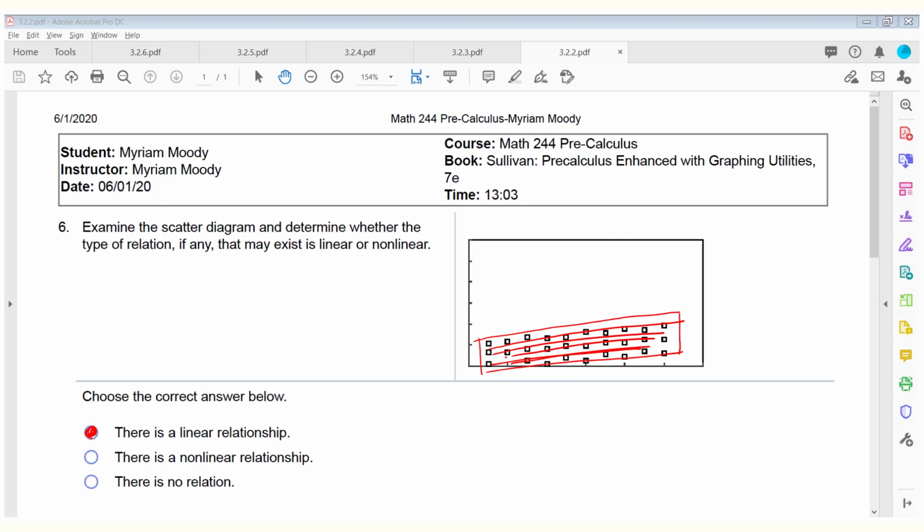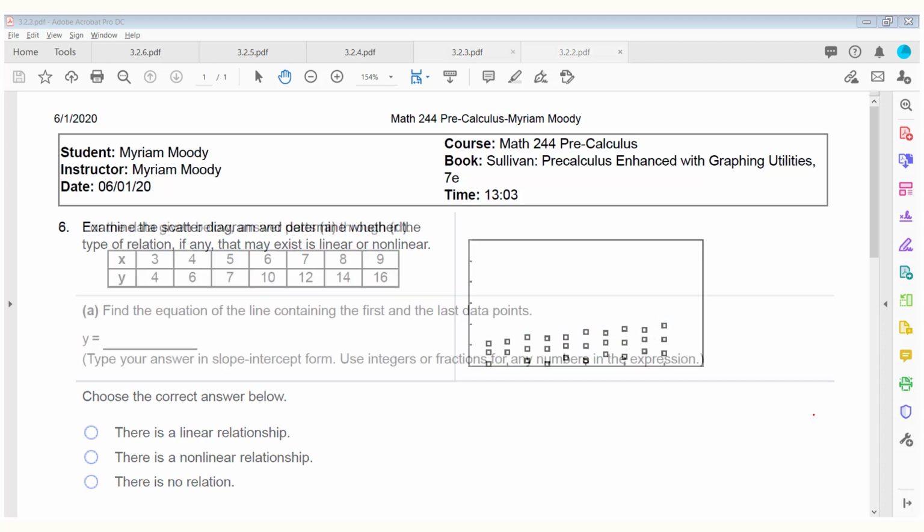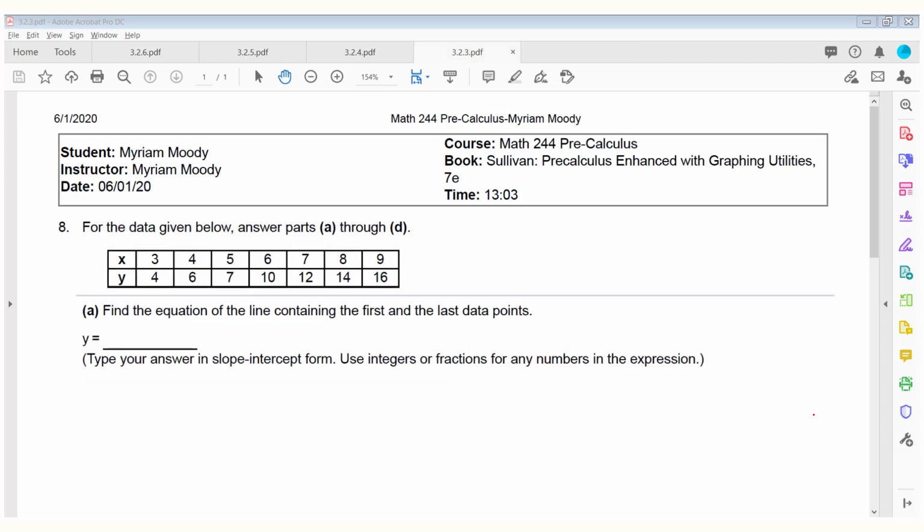Now, mind you, there can be instances where there's no relationship, so keep that in mind. Okay? But these last two examples had some kind of relationship. These points had some kind of relationship with each other. These are scatter diagrams. Cool? Okay, let's scoot on.